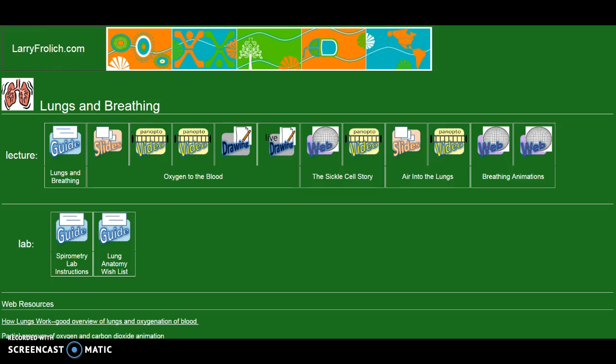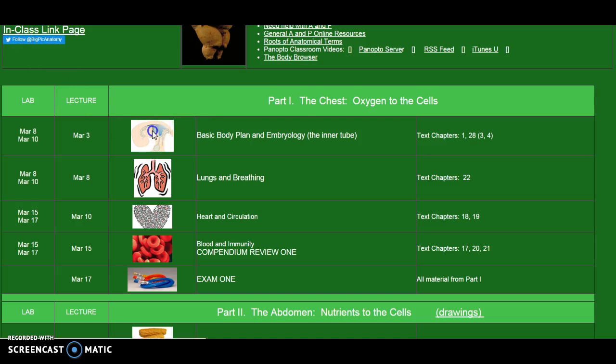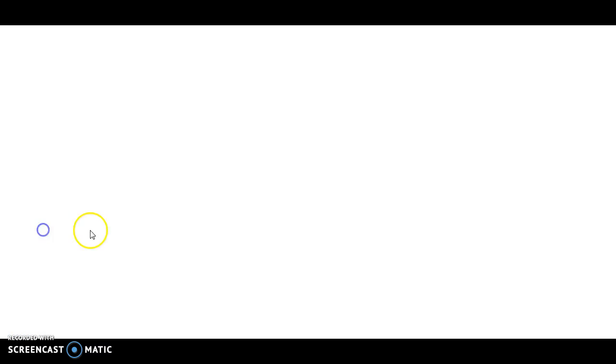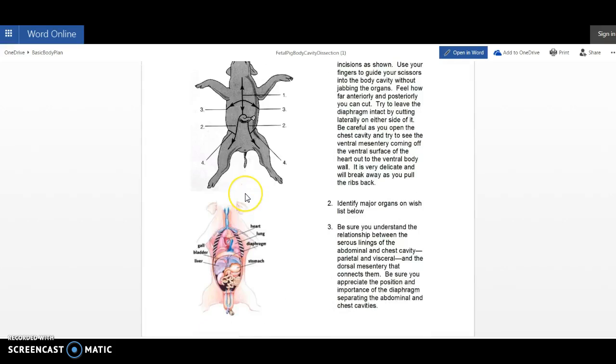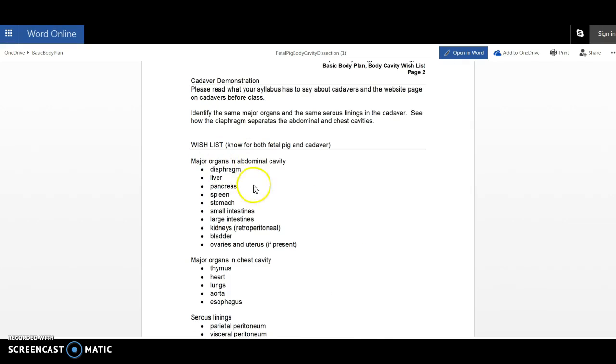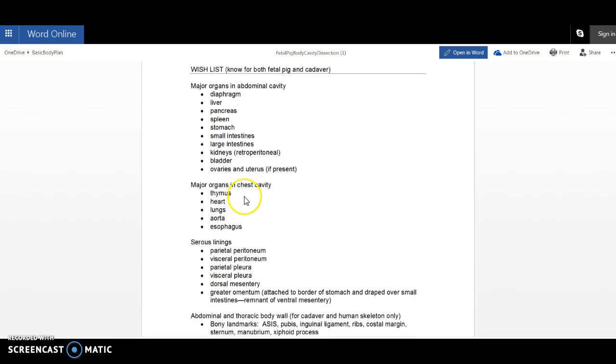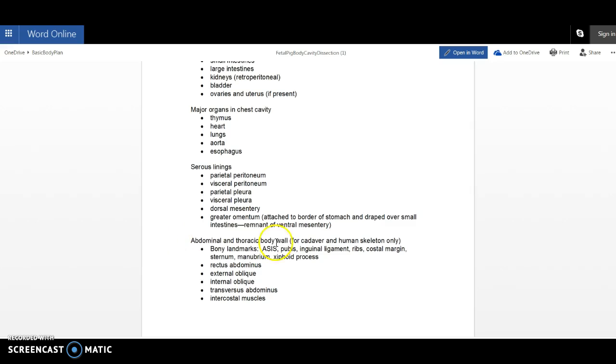And then don't forget, this lab also included basic body plan, where we just did an initial dissection of the fetal pig and looked at a bunch of organs inside the fetal pig. And so everything from this wish list, the organs in the abdominal cavity and chest cavity and the serous linings. Do not worry about the abdominal and thoracic body wall. We did that in A&P 1.